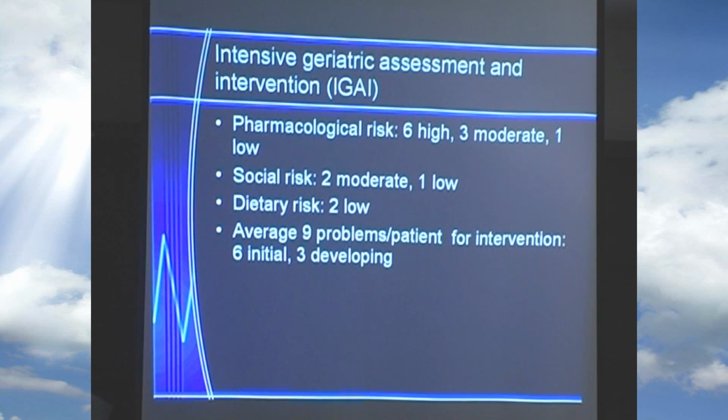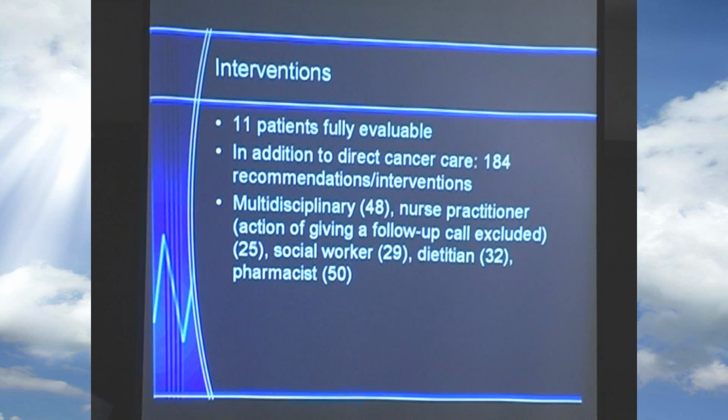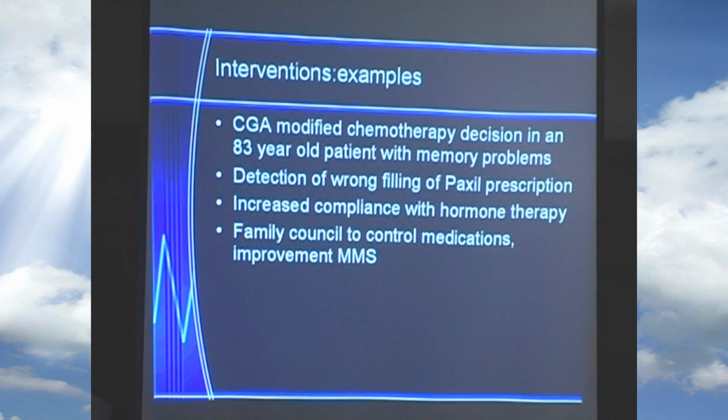And I think that's a very telling point, that cancer patients have problems. And not only do they have problems, but we had interventions. We had actually 184 recommendation interventions, so that's an average of 17 per patient for these cancer patients. Multidisciplinary for about 1/3 of the cases. And pharmacy was also very involved.